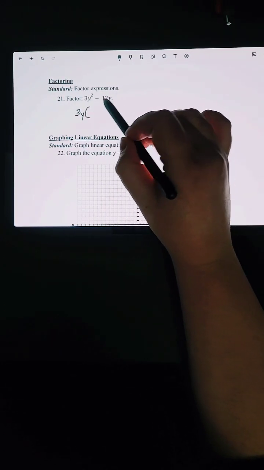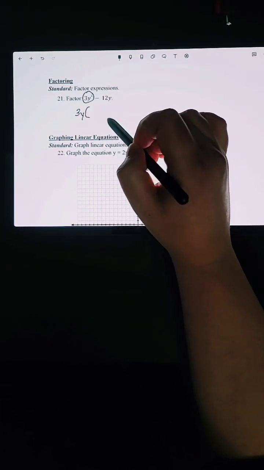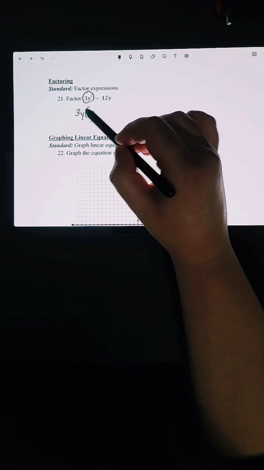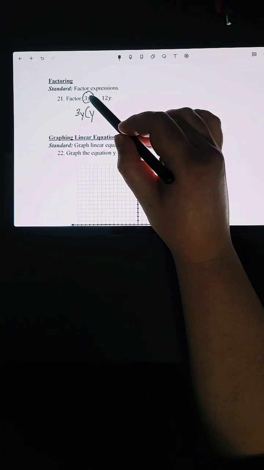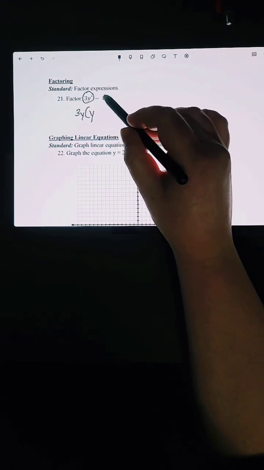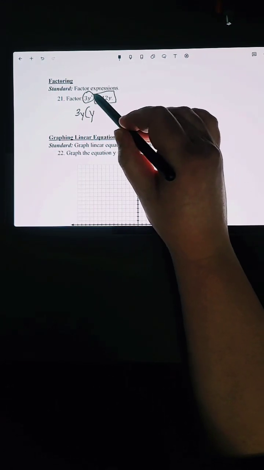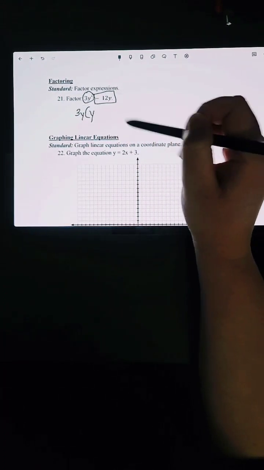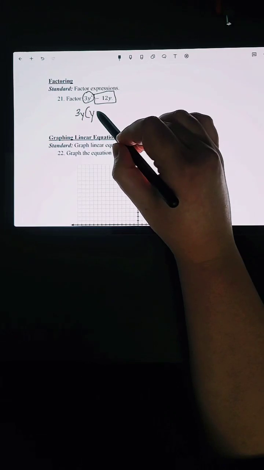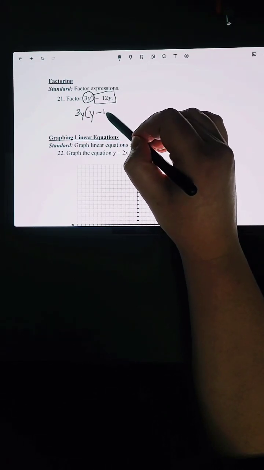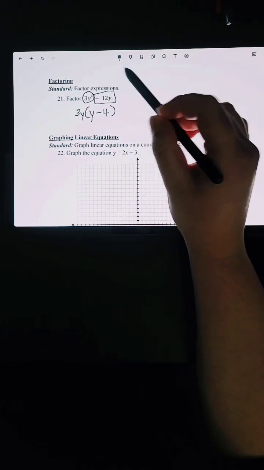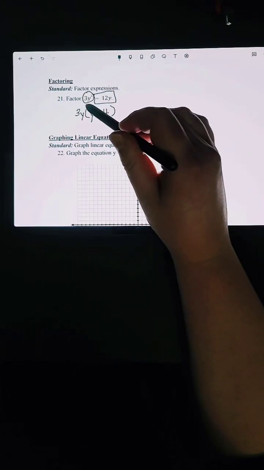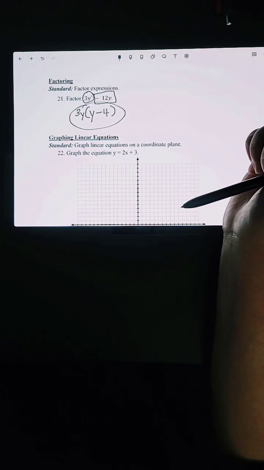If I take out a 3y from 3y squared, what am I left with? Well, I'm left with y, and you can check it because 3y times y gets you back to 3y squared. Now I'm going to do the same thing, but with -12y. If I divide out 3y from -12y, what am I left with right here? Well, that would be -4. And again, you can check it because 3y times -4 is going to be -12y. So that would be your final answer.